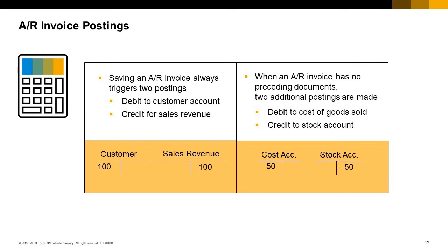When an inventory item is sold on an AR invoice that has no preceding documents, two additional postings are made. These are the postings for issuing the item from inventory that are usually handled by a delivery document in a perpetual inventory system, a debit to the cost of goods sold account and a credit to the stock account. Of course, this graphic covers only the basic accounting transactions. There may be additional postings for tax or additional revenues and expenses.